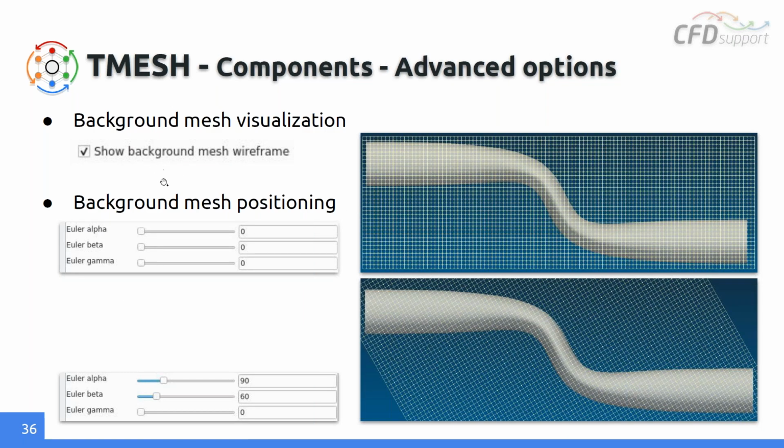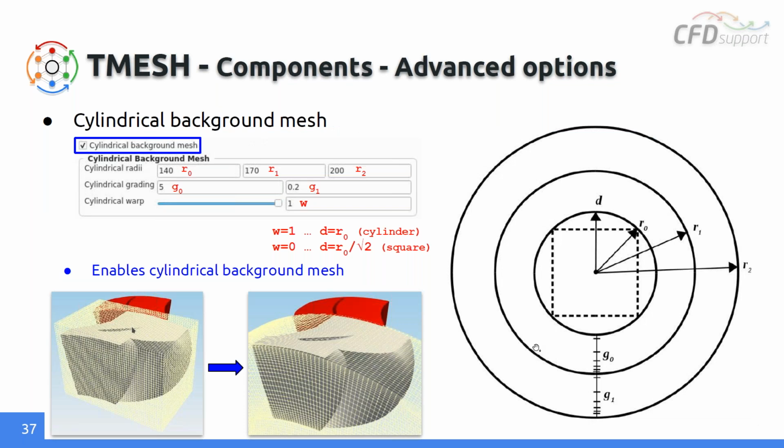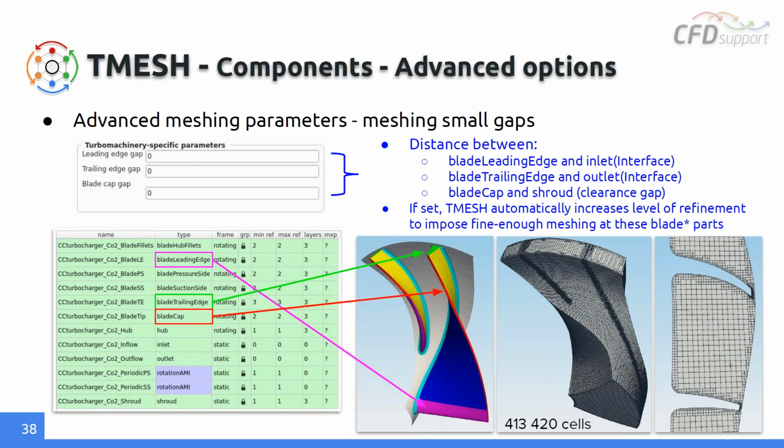Yeah, there are some other options. For example, you can also rotate the background mesh to better align the mesh in this place. But it's really playing with the mesh. You can also set, for some axial or rotationally symmetrical parts, a cylindrical background mesh by enabling this command and setting the proper parameters. Then, as we've shown, you can specifically set the level of refinement for each part.